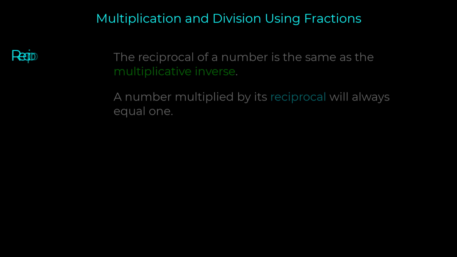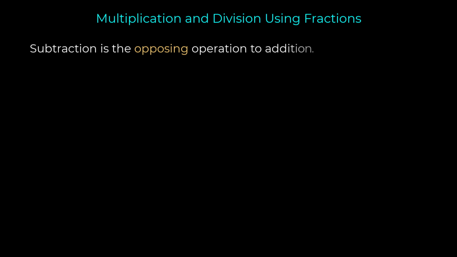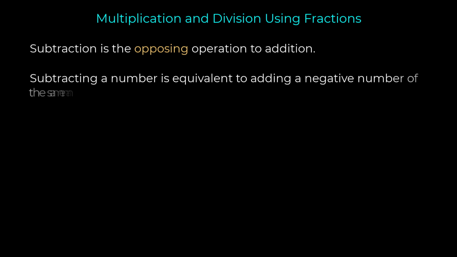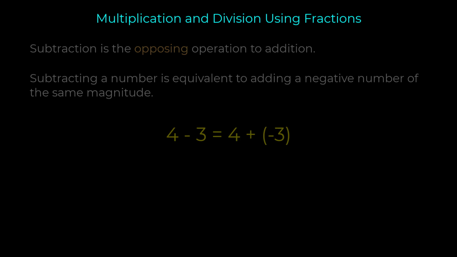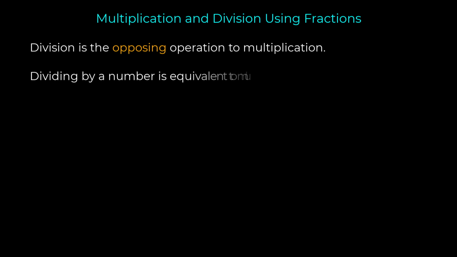In video number 3 on negative numbers, we learned that subtraction is an opposing operation to addition, and that subtracting a number is equivalent to adding a negative number of the same magnitude. For instance, 4 minus 3 is equivalent to 4 plus -3. In a similar way, division is the opposing operation to multiplication. Dividing by a number is equivalent to multiplying by its reciprocal.